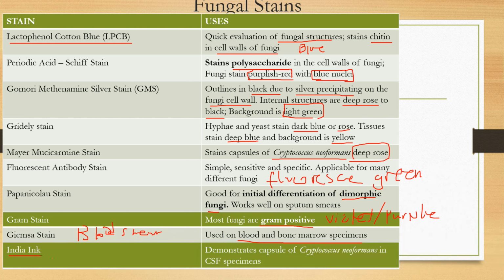Then we have India ink. Please remember this India ink, class. It also demonstrates the capsule of Cryptococcus neoformans in CSF specimens. So please remember it. Please copy.